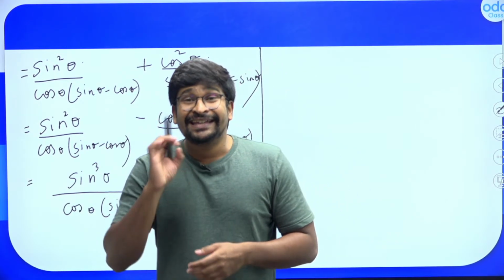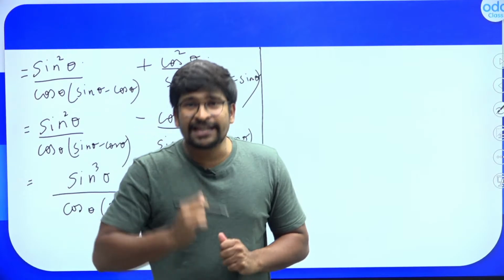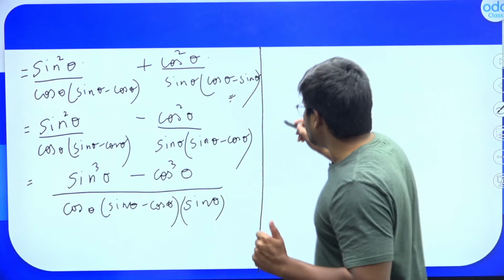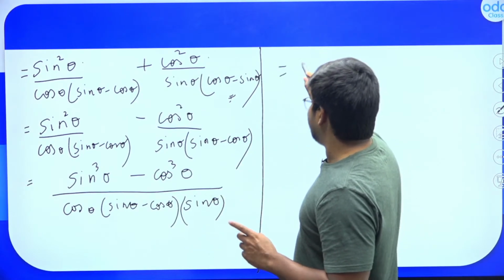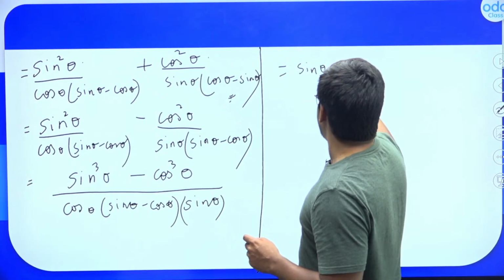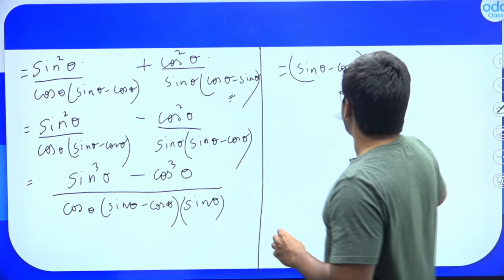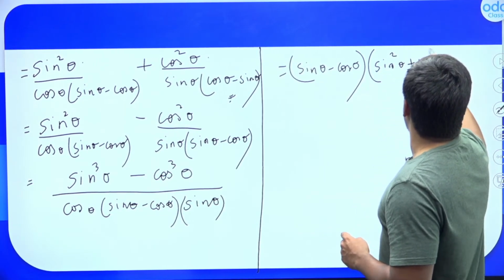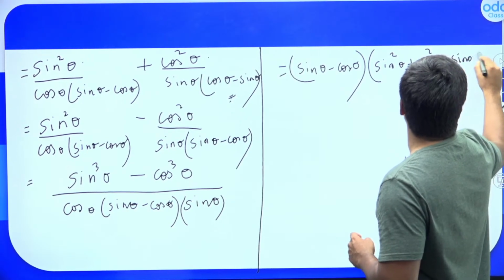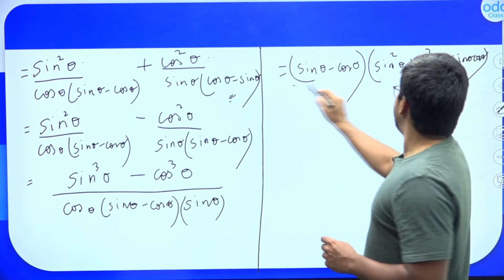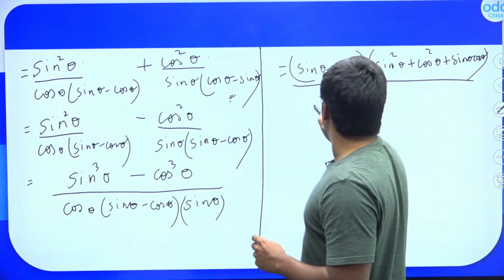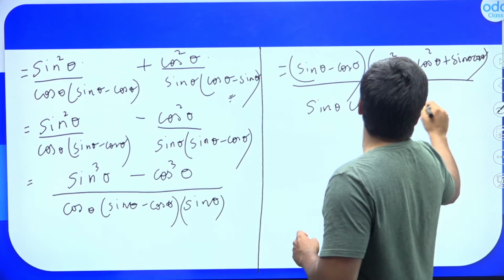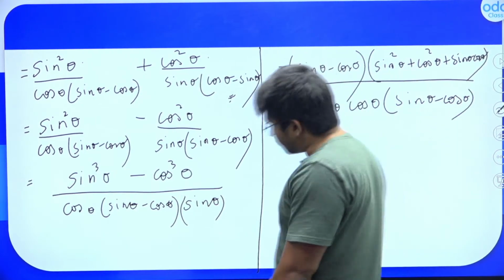You all know that a cube minus b cube is (a minus b) into (a square plus b square plus ab). Correct? So sin cube theta minus cos cube theta, instead of a there is sin theta, so it is sin theta minus cos theta, into sin square theta plus cos square theta plus ab, which is sin theta into cos theta, whole divided by sin theta and cos theta remains there, into sin theta minus cos theta. This is what it is going to change to.